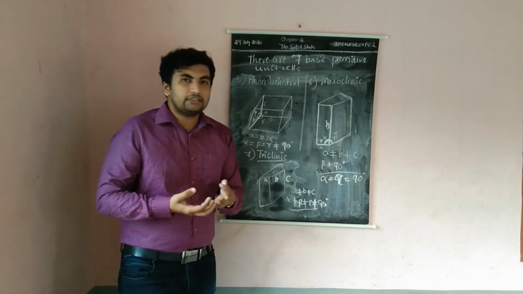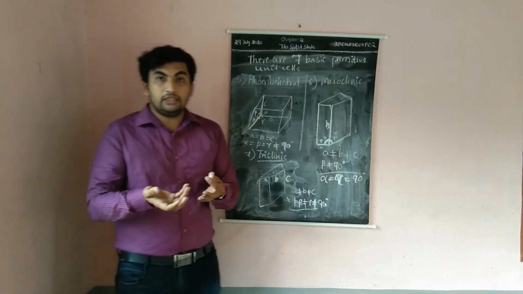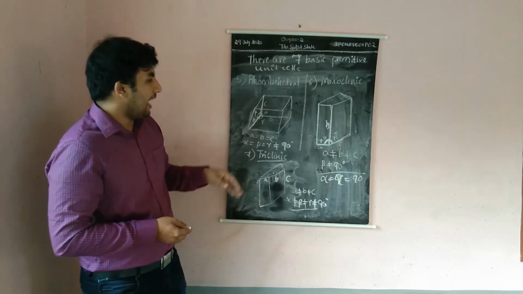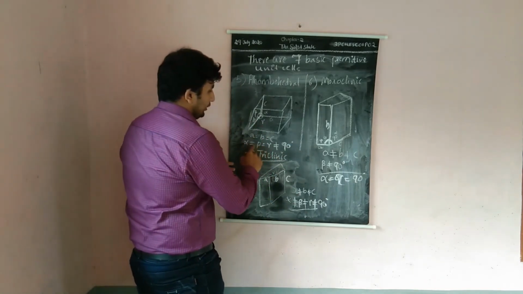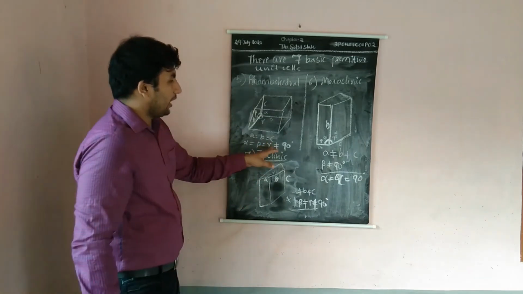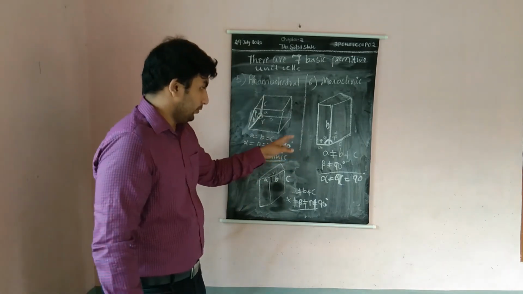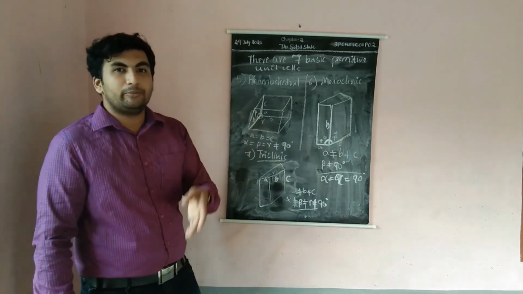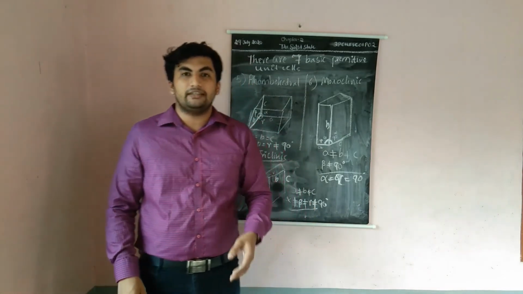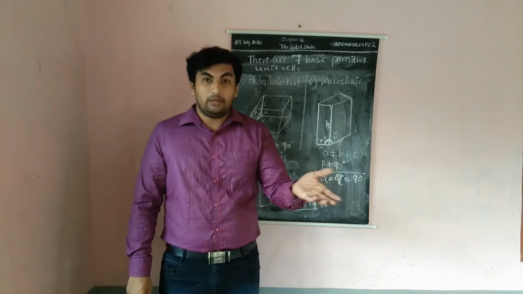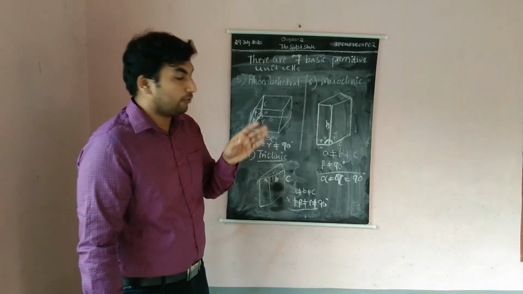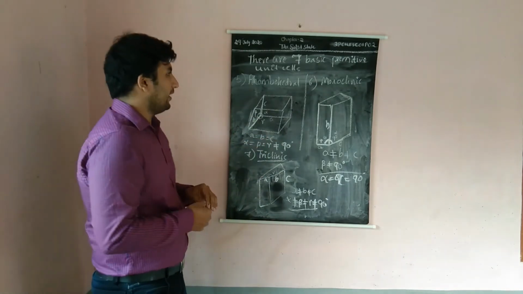This concept may be asked in CET or competitive exams. They will give alpha is equal to beta is equal to gamma not equal to 90 degrees, which type of unit cell, or alpha is equal to beta is equal to gamma is equal to 90 degrees, name the type of unit cell. This type of question may be asked in competitive exams.